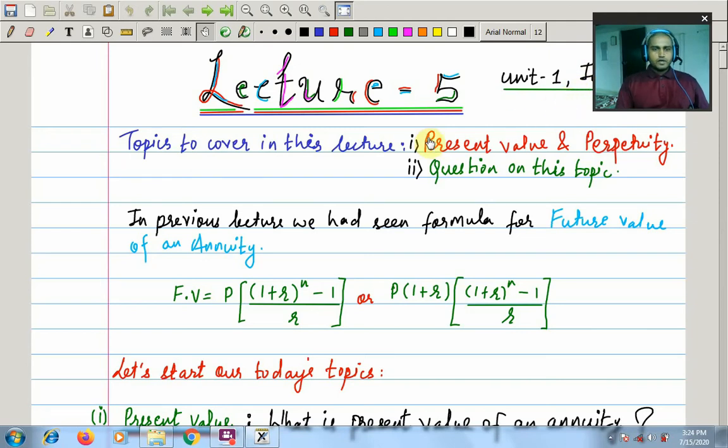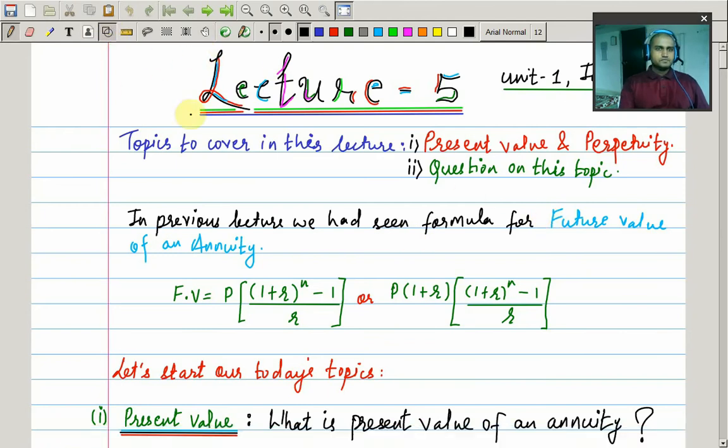So we are still in unit 1, interest. In our fourth lecture, we have seen the formula for future value. We have done this topic, future value of an annuity. The formula is this. This is the formula for future value when I have an ordinary annuity, and this is annuity due.